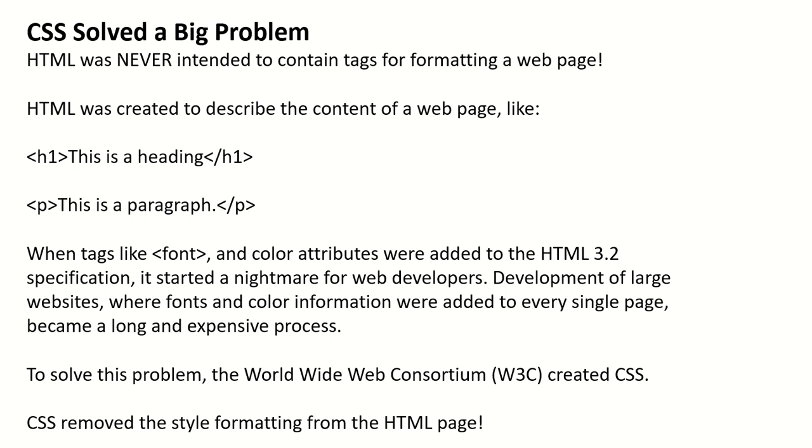When tags like font and color attributes were added to the HTML 3.2 specification, it started a nightmare for web developers. In the development of a large website, where we can have 10 or 20 web pages, font and color information was added to every single page, and it became a long and expensive process. To solve this problem, W3C created CSS. CSS removed the style formatting from the HTML page.